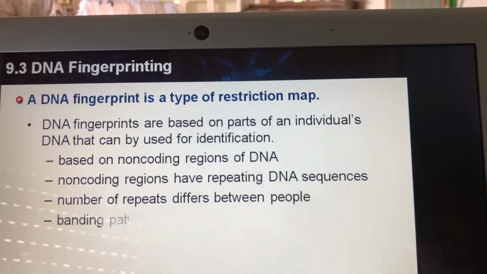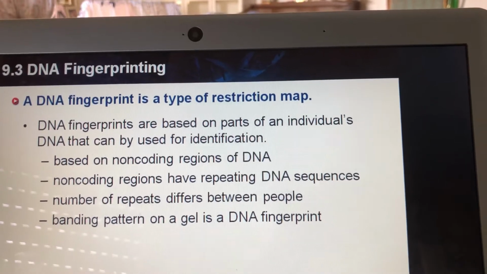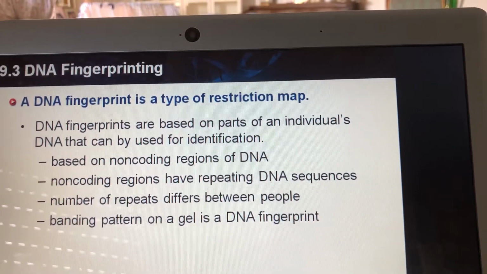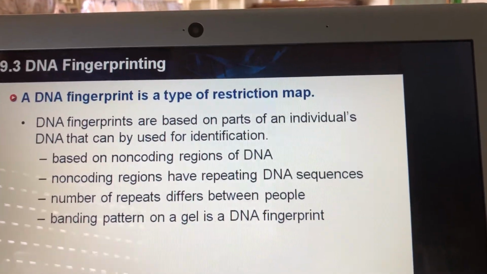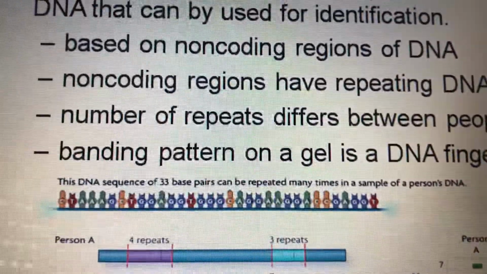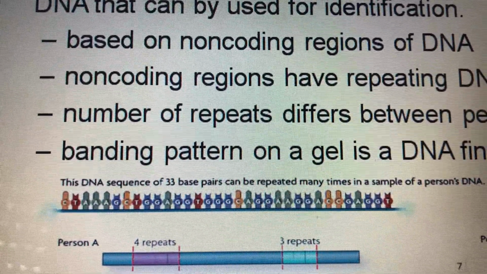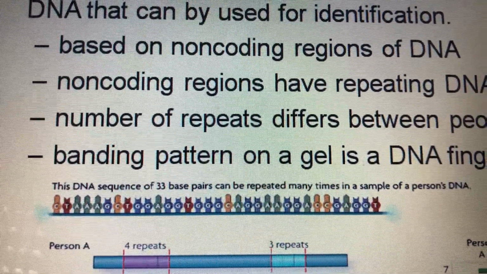So the number of repeats differs between people, and these repeats form bands on the gel electrophoresis. This band pattern on the gel is the DNA fingerprint. As you can see here, this is a DNA sequence of 33 base pairs that can be repeated many times in a sample of a person's DNA.